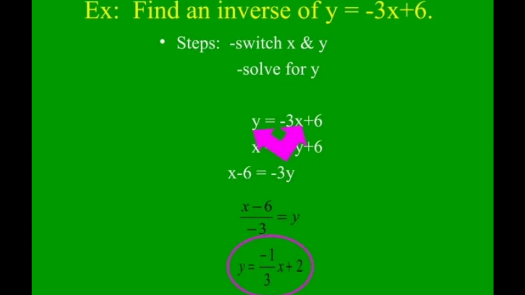Find the inverse of y equals -3x plus 6. Switch x and y. Solve for y. (x minus 6) over -3 equals y. The answer is y equals -1 over 3 x plus 2.